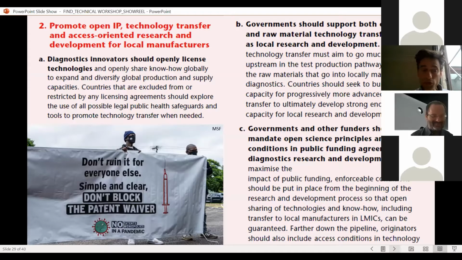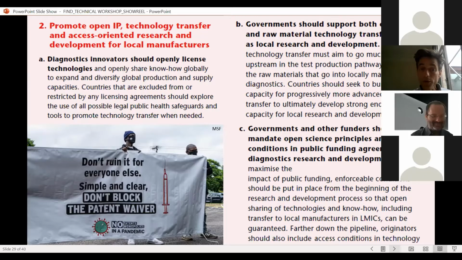There are tools, for instance, the TRIPS waiver proposal. Important to know is that the TRIPS waiver does contain diagnostics, and it also contains know-how as part of the IP. A second recommendation is that government should support both end product and raw material technology transfer, and also local innovation. When we talk about supporting local production, it shouldn't stop with producing a local finished product. We should also think about production of the raw materials in country or in the region as far as possible, and also promote more local innovation.